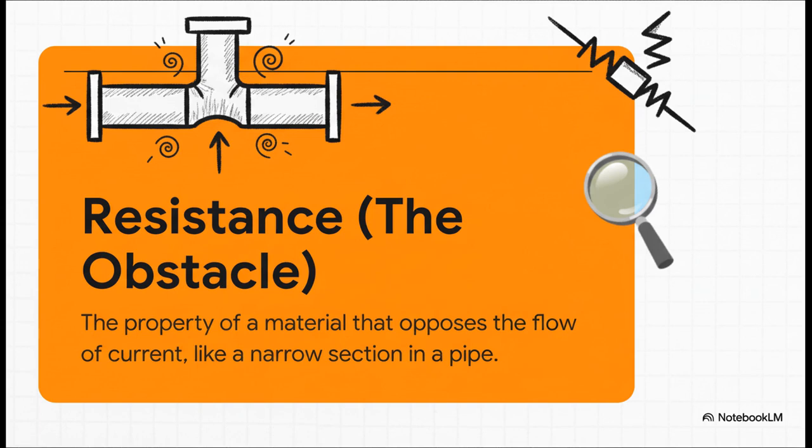See, every material fights back against the flow of electricity, at least a little bit. Sticking with our water pipe analogy, you can picture resistance as a really narrow, tight squeeze in the pipe. That pump, our voltage, has to work a lot harder to shove the water through it, and all that extra effort creates friction and, as we're about to see, a whole lot of heat.